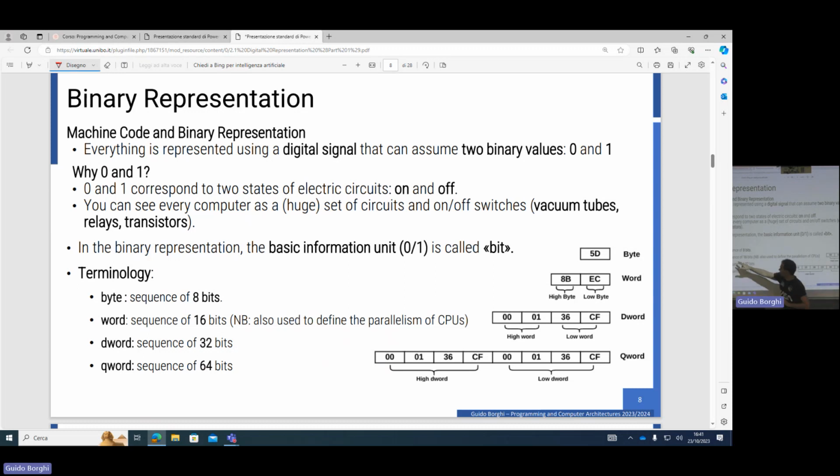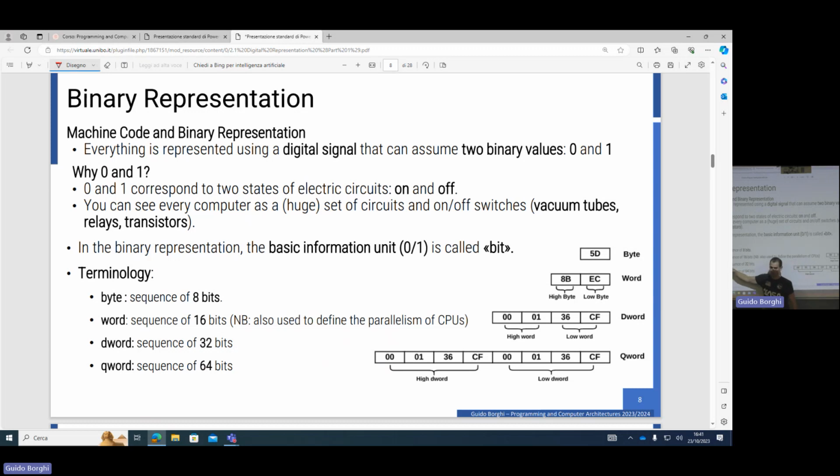A word is a sequence of 16 bits. Unfortunately, we use the same word for a sequence of 16 bits, but also to define the internal parallelism of the CPU. Sorry for that, it's not my fault, but we use the same word. The positive thing is that we don't use this word much with the meaning of a sequence of 16 bits, since usually we use, for example, 32 bits.